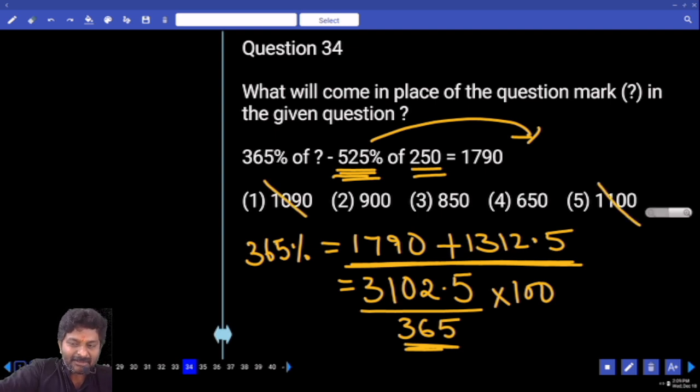2 options already eliminated. Now if you observe your numerator, this is ending with 0.5. It is definitely not a direct multiple. So 900 cannot be your answer. Yes. The answer is either 850 or 650. Right. What is 6 times this number? Approximate. 36, 6 times, 216. So it should be nearby 2100 something. But our numerator is much more than that. This is also eliminated.